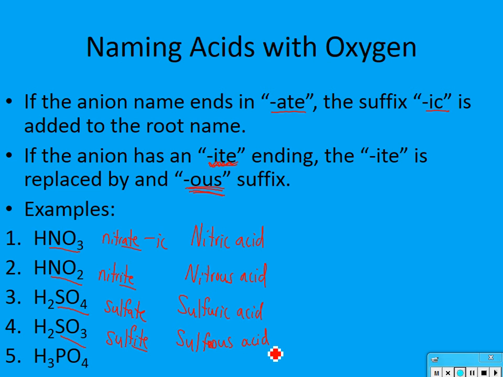Okay, number 5. PO4, what is this one called, guys? Phosphate. So it ends in ATE. What are we going to change it to? Phosphoric. Phosphoric acid. Another well-known acid, phosphoric acid.